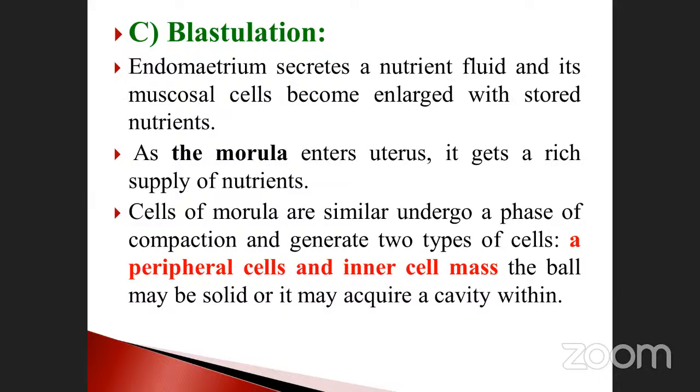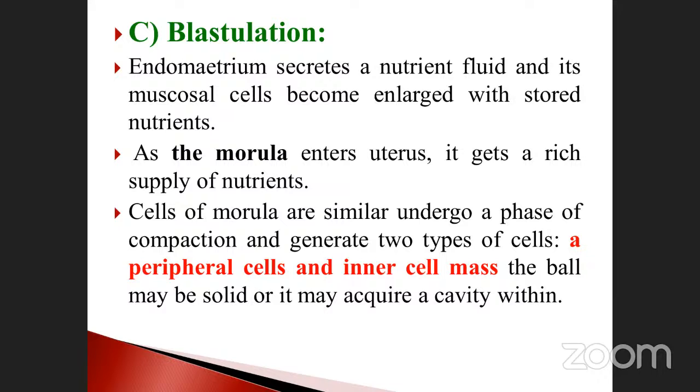Blastulation. The third part is called blastulation. After the binding, what happens to the endometrium, the inner wall of the uterus? It secretes nutrient fluids, and its mucosal cells become enlarged with stored nutrients. This is very important, because the stored nutrients provide what?